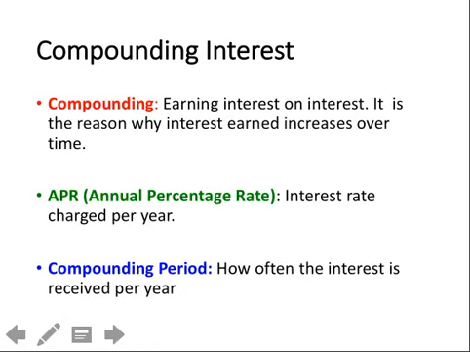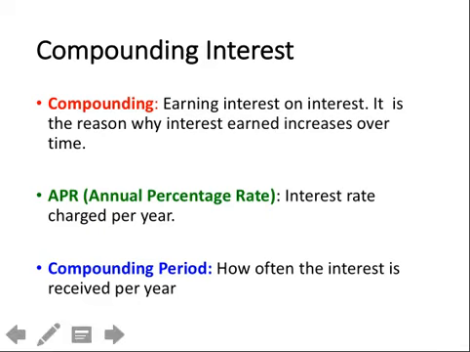So what is compounding? Compounding is earning interest on interest. It is the reason why interest earned increases over time. So the reason why your interest increases over time is because you're earning interest on the money you earned the previous year. So the more you compound, the faster your money grows because the more interest you're earning.